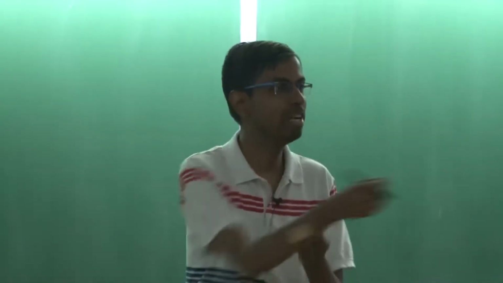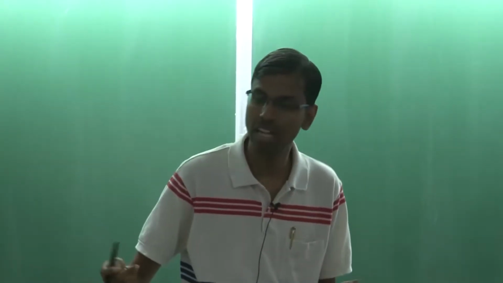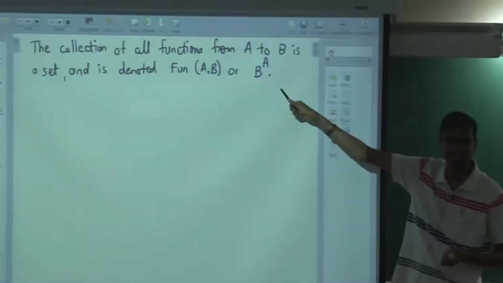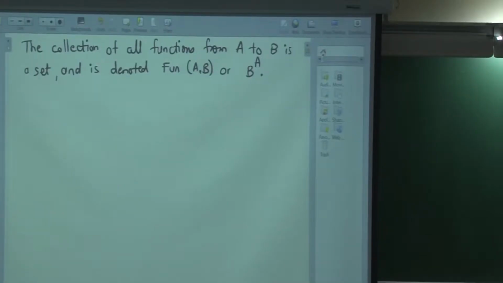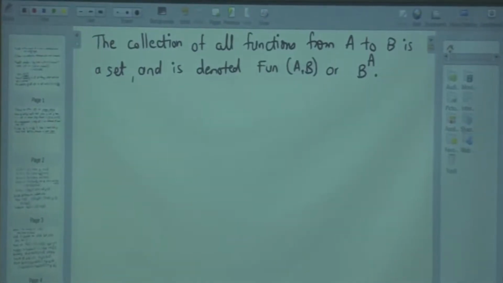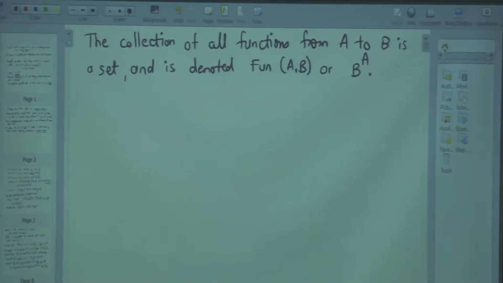Precisely 3 to the power 2. Yeah, because for every element you are choosing one image. So this notation is consistent with exponentiation. When you take the size of B to the power A, it is size of B to the power size of A. I'm just not going to write it because we haven't defined size. Soon we will define size, but that's why the notation is there.